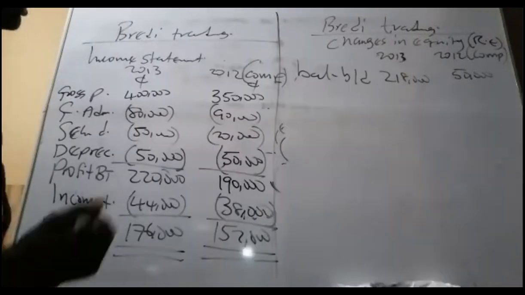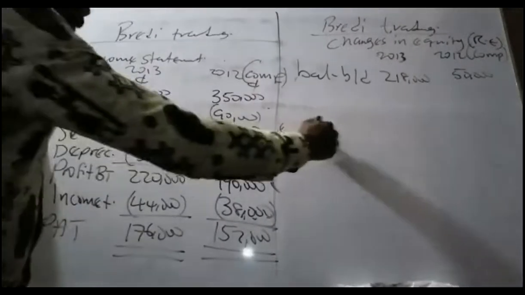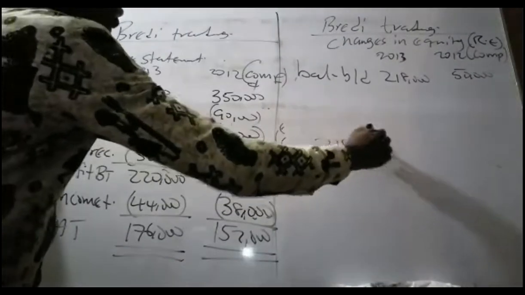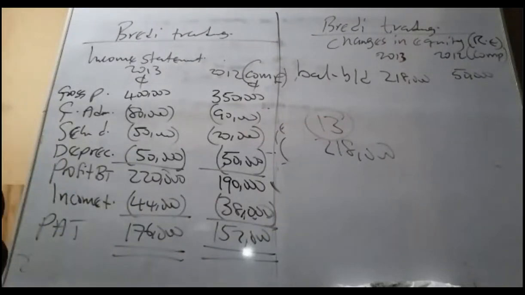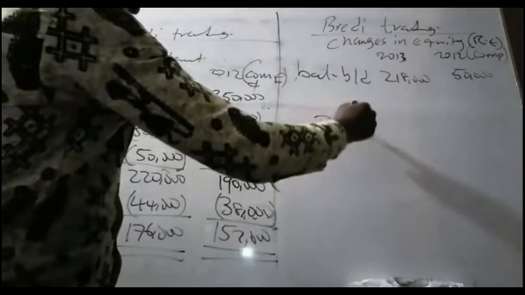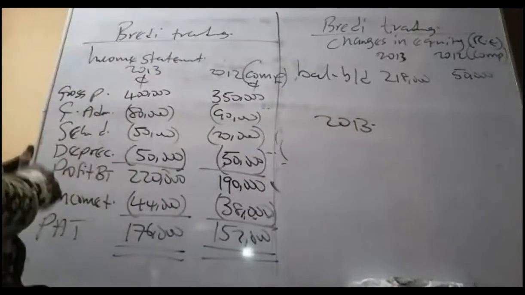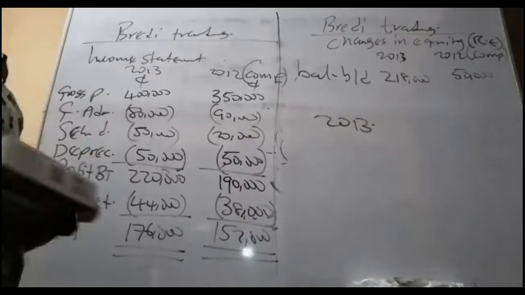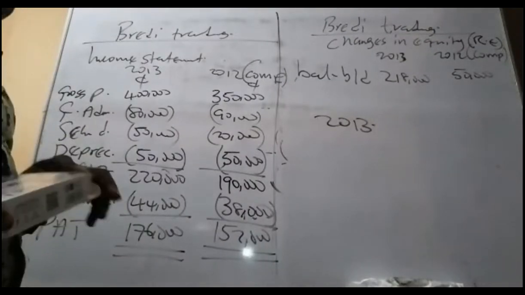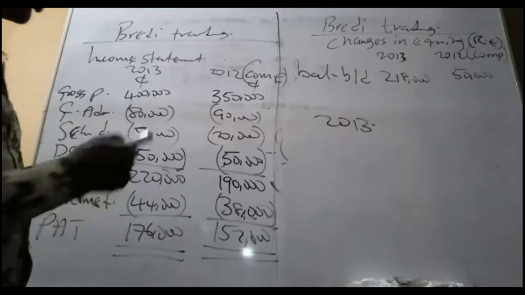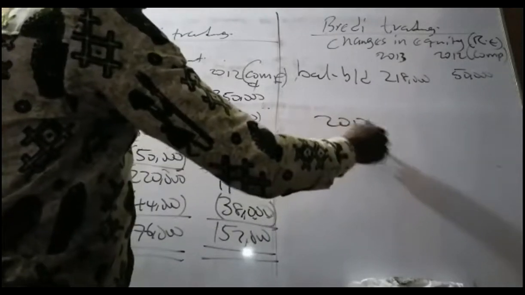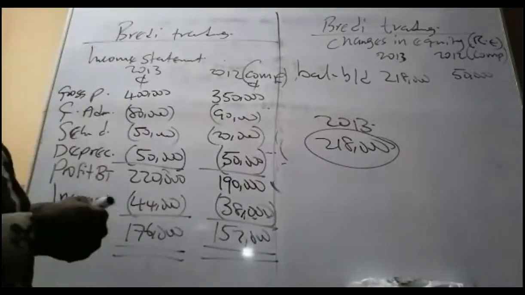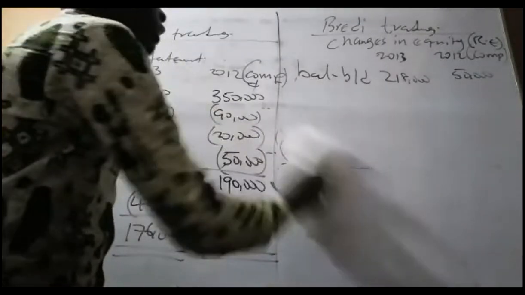Okay, so the one that contains the error is 218,000. That's the 2013. The profit that contains the error is 2013's own. It's 2013 that contains the error. Why 2013? In 2013, the profit reported was 218, right? That's the opening balance.